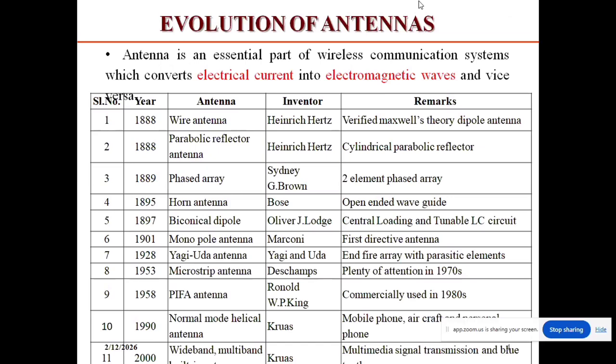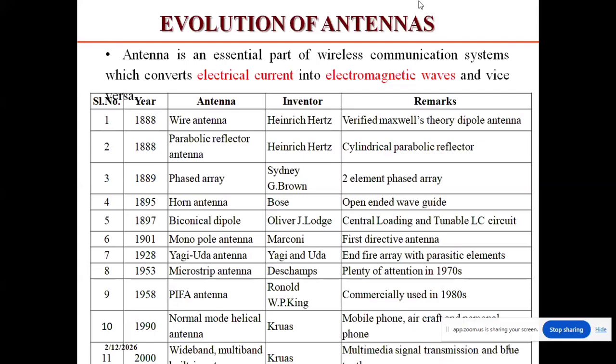The phased array antenna principle was originally invented by Sidney Brown in the year 1889. Nowadays, phased array antennas are familiar in most applications. And the horn antenna was proposed by our Indian scientist, Sir Jagadish Chandra Bose, who is from IIT Kharagpur. He invented the horn antenna, that is an open-ended waveguide. This horn antenna finds more application in aperture antenna-based applications, in the year 1895.